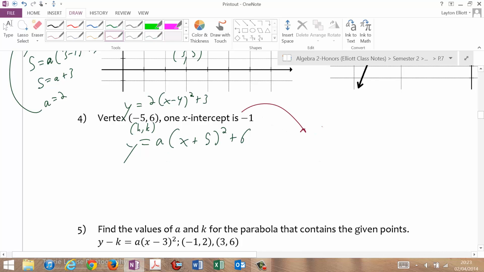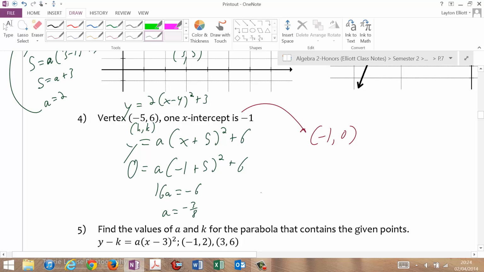Well, if the x-intercept is negative 1, that's going to be negative 1, 0. And so I plug that back in as, oh sorry, not y, 0 is equal to a times negative 1 plus 5 squared plus 6. Negative 1 plus 5 is 4, and 4 squared is 16, so this is 16a equals negative 6, or a is equal to negative 3/8. Putting that back into the regular equation, that would be y is equal to negative 3/8, parentheses, x plus 5 squared plus 6.